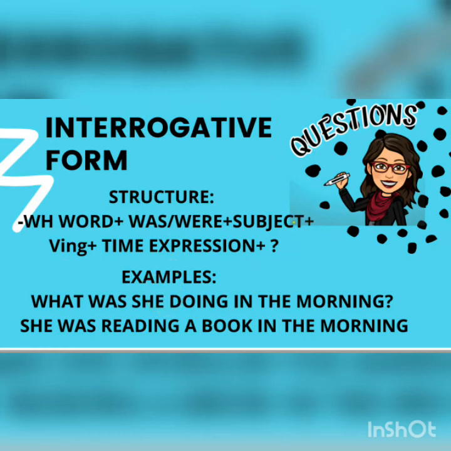What was she doing in the morning? En este caso mi pregunta empieza con what, ¿qué? Y mi verbo es doing, haciendo, right? What was she doing in the morning? She was reading a book in the morning, right? En este caso yo voy a contestar con la acción que ella estaba realizando en ese momento a la mañana, right? She was reading a book in the morning.